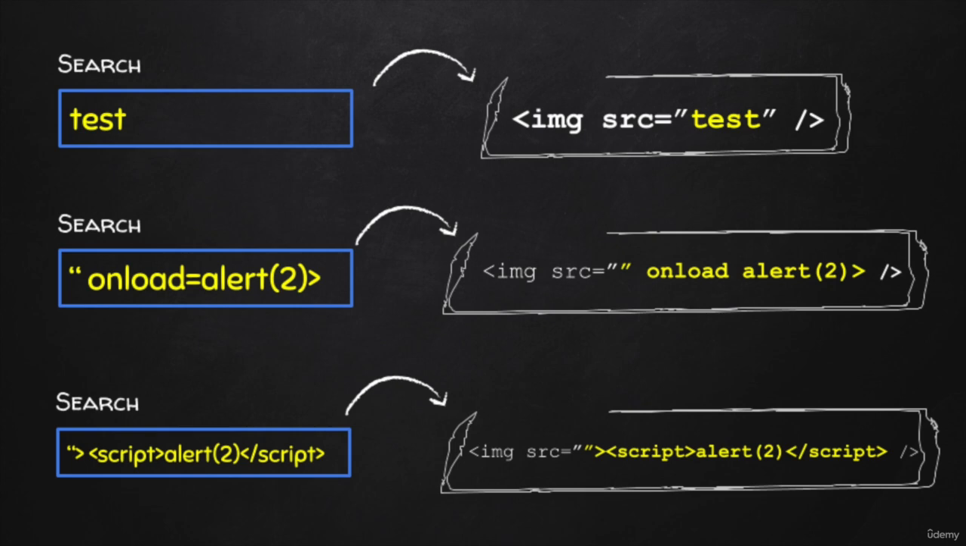So the main thing that we learned so far is unless you can inject JavaScript within the element that you have access to, close that element, complete it, and then inject after it. With that, let's move on to the next example.